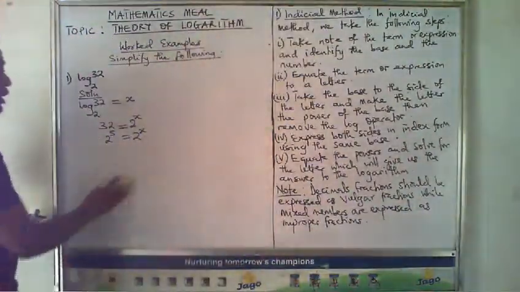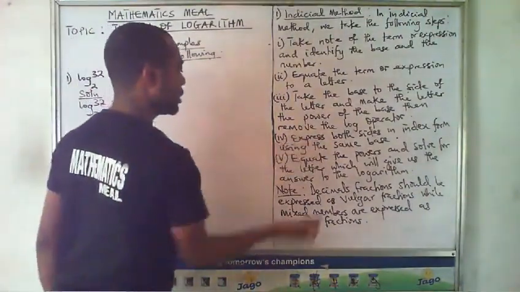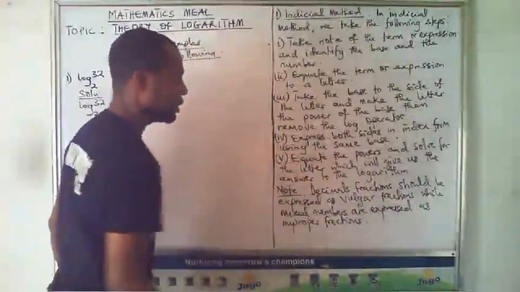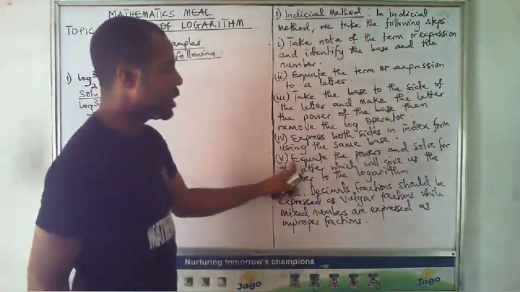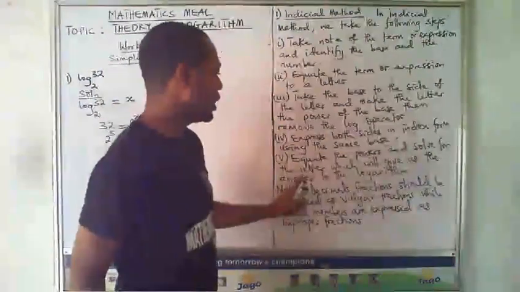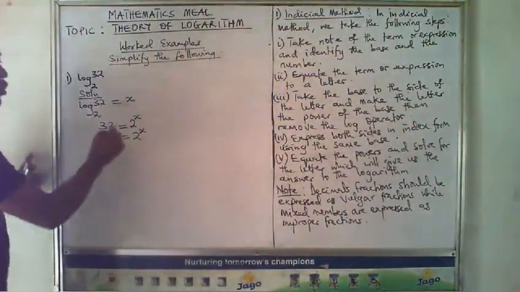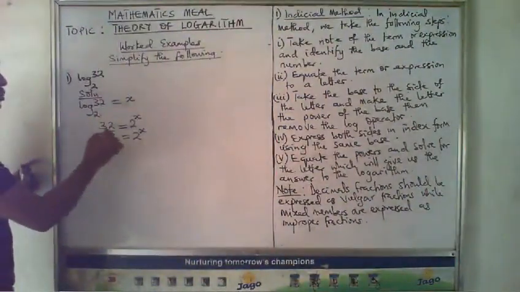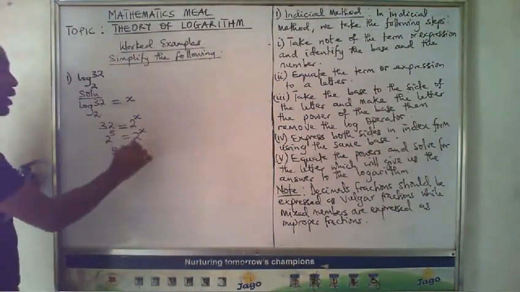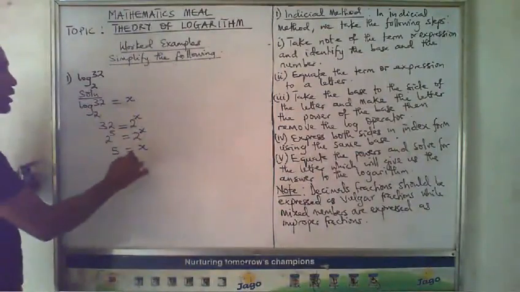Having done that, this final step, which is the fifth step: equate the powers and solve for the letter, which will give us the answer to the logarithm. So let's equate the powers. The power here is 5, equate it to the power here, x. So it means that x is equal to what?